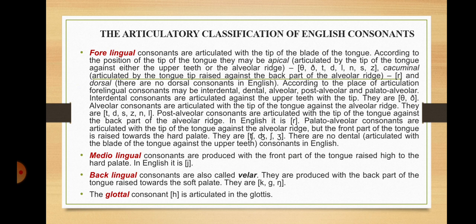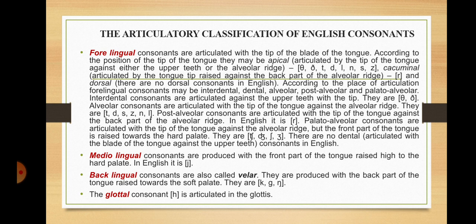Forelingual consonants are articulated with the tip or the blade of the tongue. According to the position of the tip of the tongue, they may be apical, articulated by the tip of the tongue against either the upper teeth or the alveolar ridge; cacuminal, articulated by the tongue tip raised against the back part of the alveolar ridge; and dorsal. There are no dorsal consonants in English.